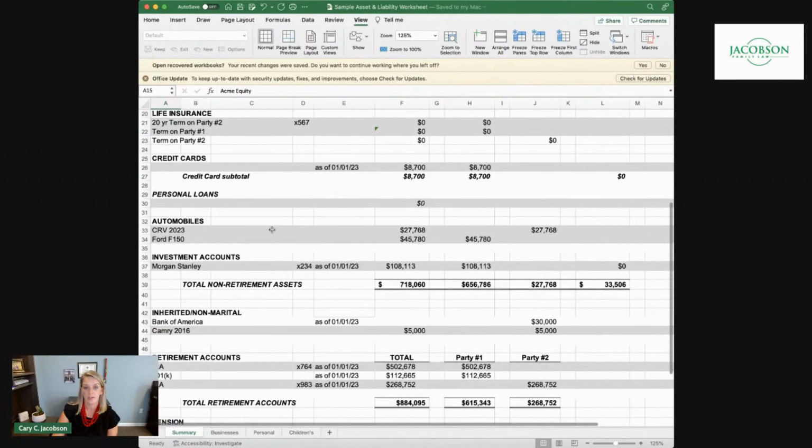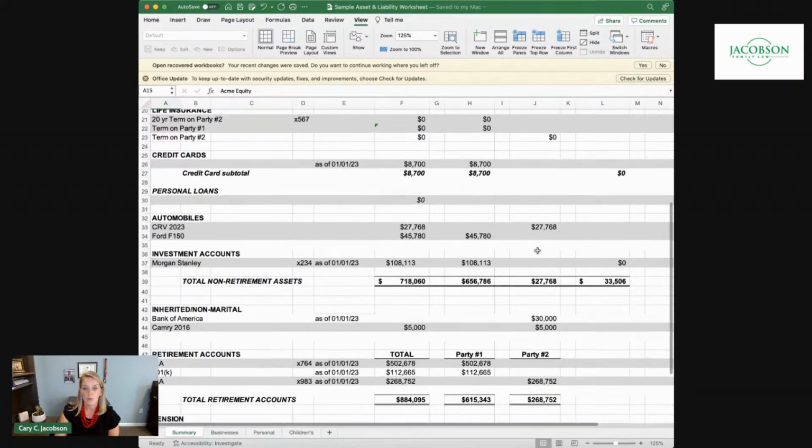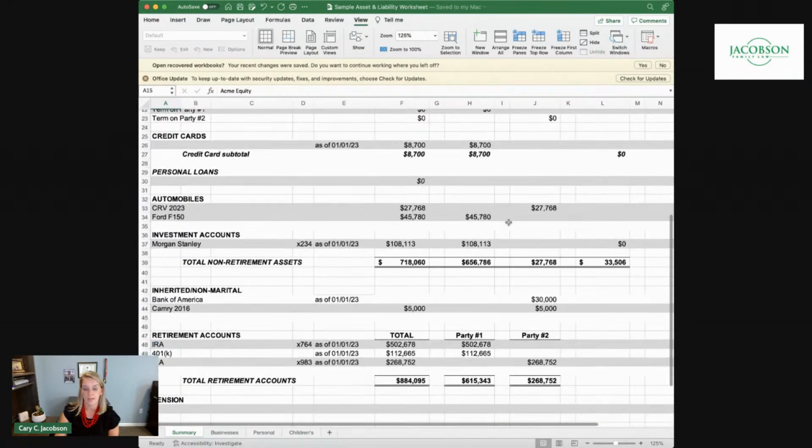And then we indicate their vehicles. As you can see, the parties each have a vehicle in their name, and this is the equity in each of their vehicles. And so that can be discussed as well. Now we move on to some of the other assets. This couple had investment accounts, and so that would be like a brokerage account, maybe stocks, bonds, mutual funds, those sorts of things that are not in their retirement accounts.